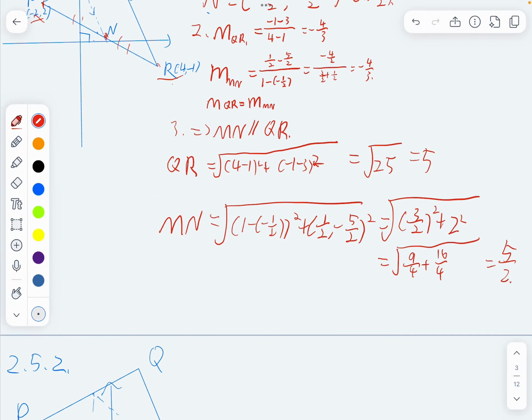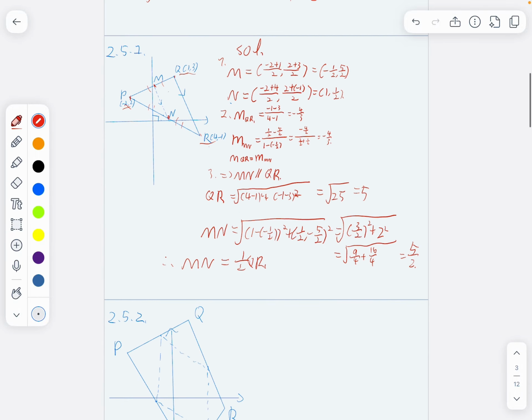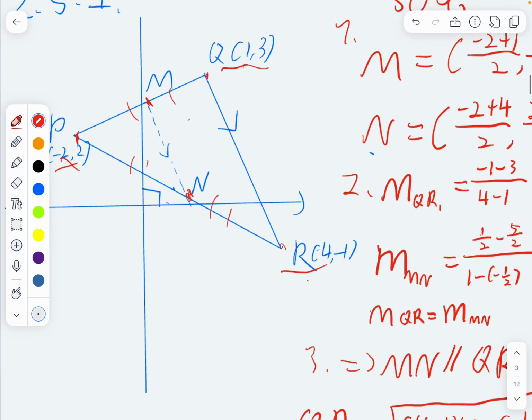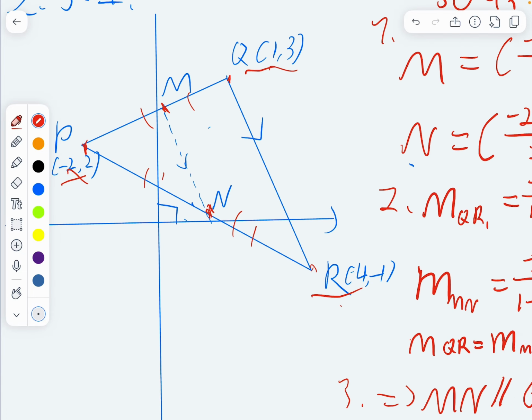Now we can see that MN equals one half of QR. So we get the midsegment property. In any triangle, if M is the midpoint of PQ and N is the midpoint of PR, connecting MN gives a segment that is half of QR.